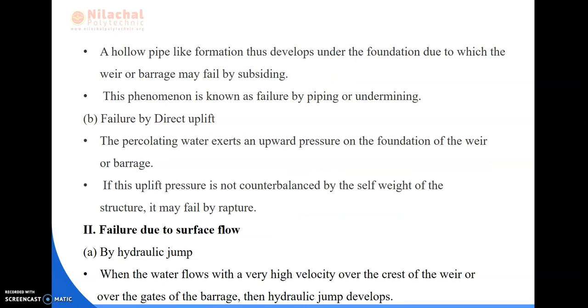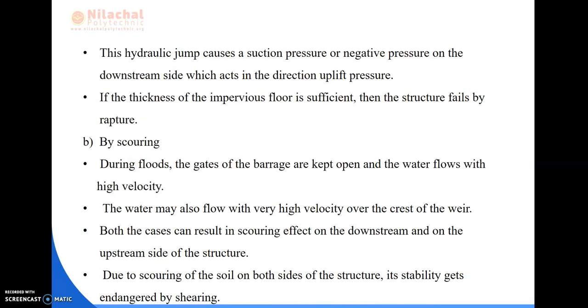By hydraulic jump: when the water flows with a very high velocity over the crest of the weir or over the gates of the barrage, then a hydraulic jump develops. This hydraulic jump causes a suction pressure or negative pressure on the downstream side, which acts in the direction of uplift pressure. If the thickness of the impervious floor is not sufficient, then the structure fails by rupture.